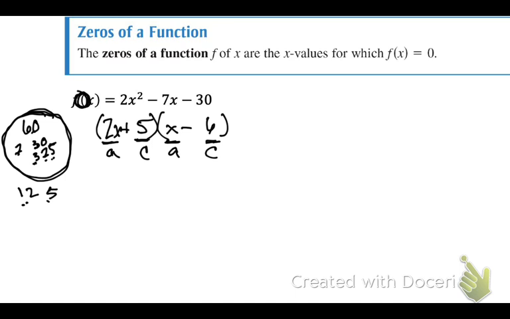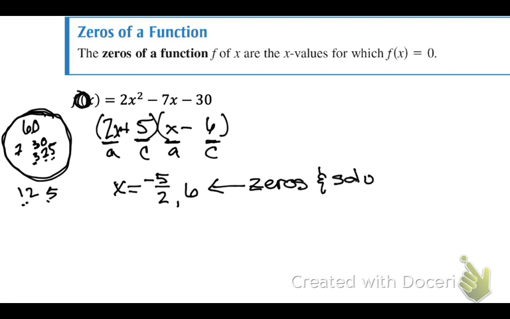Okay, so x equals what? X equals negative 5 halves and 6. How do we get negative 5 halves and 6? Divide or subtract 5 divided by 2 after setting it all equal to 0. Okay, so we write zeros and solutions and then the x-intercept, like that.